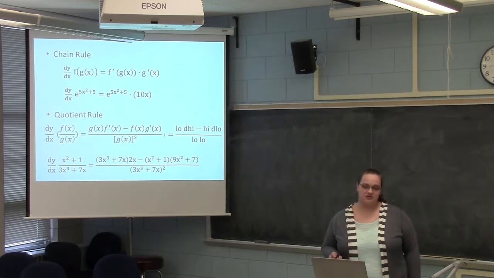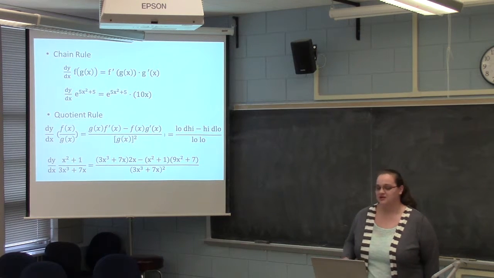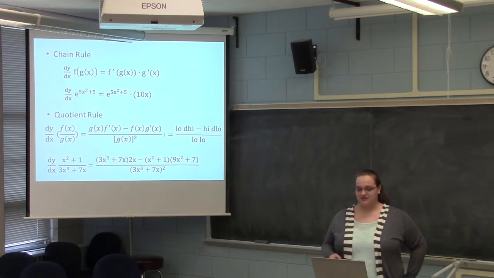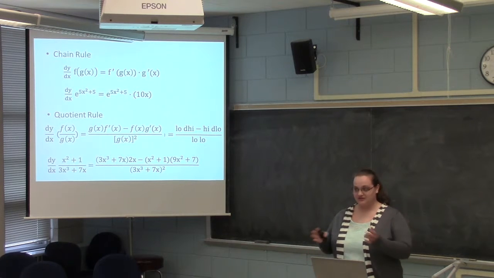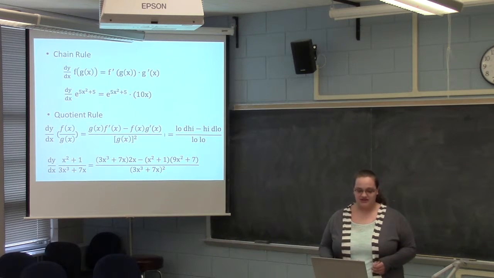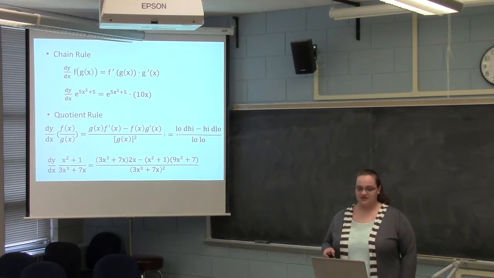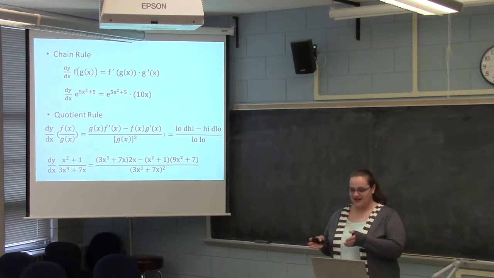And then another technique is the chain rule, which is taking the derivative of a function within another function. So then to find that, you take the derivative of the first function, leaving the second function that's inside alone, and then you times it times the derivative of the function that's inside. So in the example, we have e to the 5x squared plus 5. You take the derivative of e to the function up top, and then you times the derivative of the function that's on the inside.